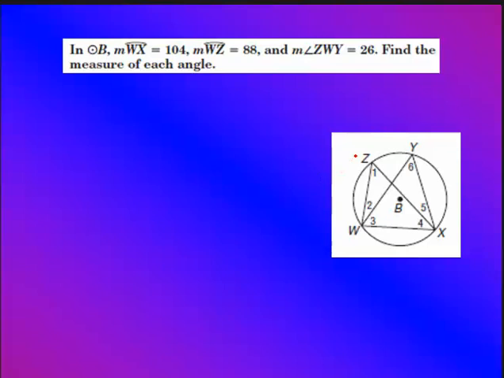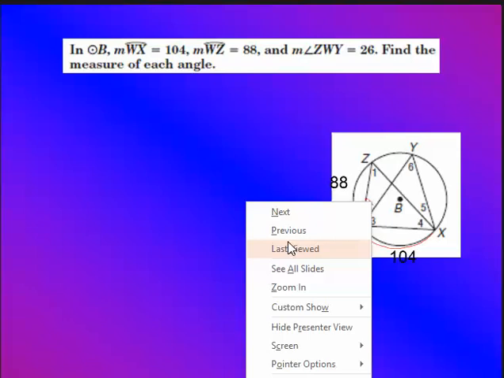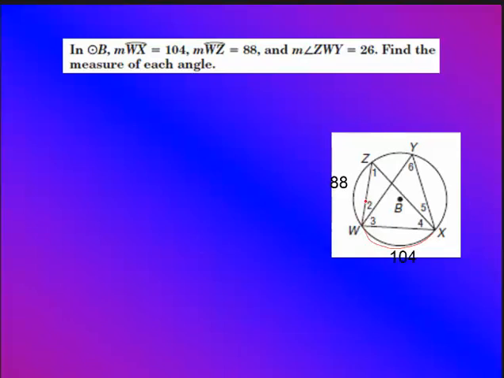So let's use these ideas and see if we can solve for some unknowns here. Arc WX, this big arc here, is going to be 104. And then arc WZ over here on the left is 88. We also know that the measure of angle ZWY, so ZWY has W as the vertex, but it's this angle 2 right here. It's not this whole big angle, it's angle 2 here, is 26. Find the measure of each angle.